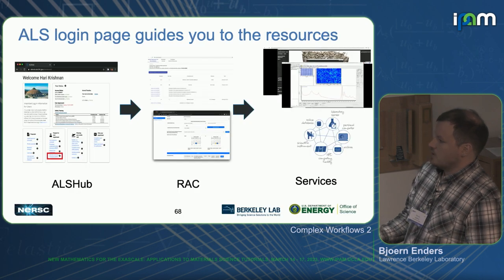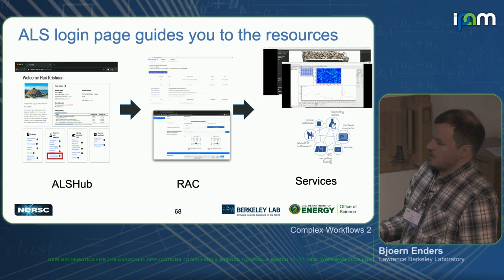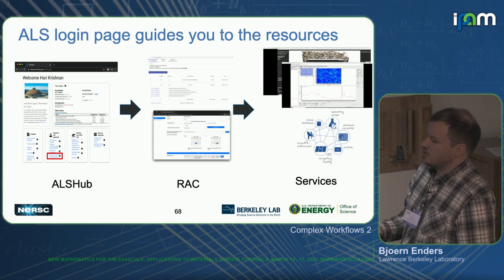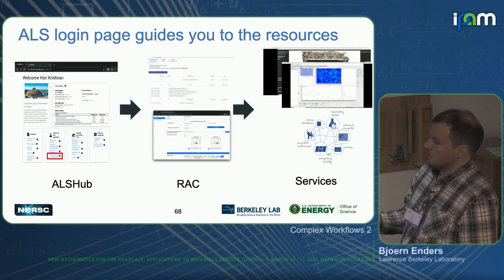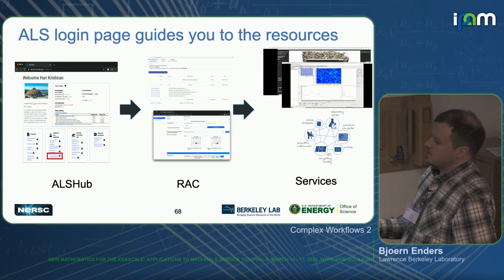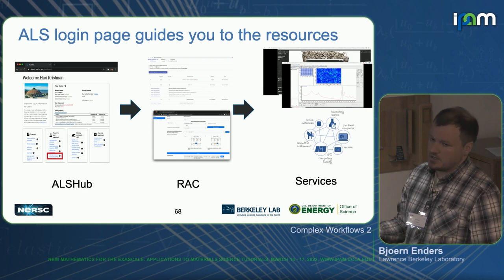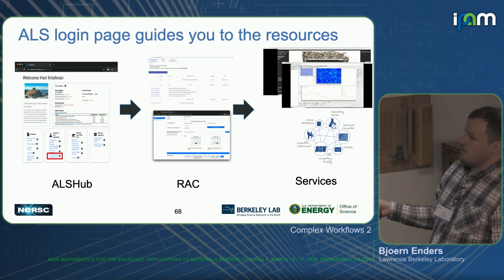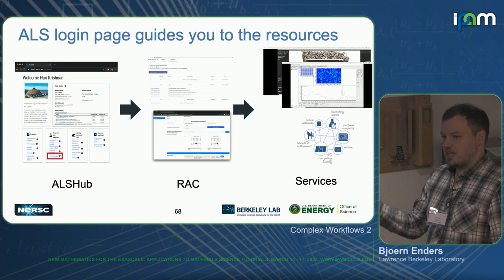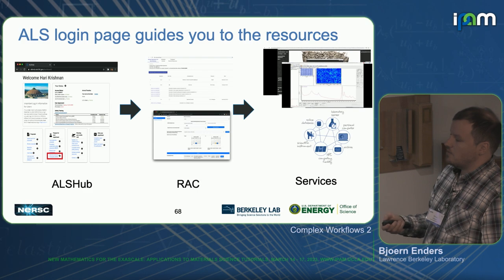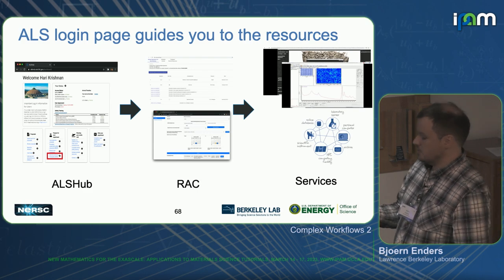The overall plan is that they have a login page for the ALS hub where they manage their users, and then they are diverted to their control computers, and then forwarded to specific services, and one of them could be running the Jupyter notebook at NERSC. So again, it's another way of using NERSC under the hood, just with the API. For the user, they will not really be aware that they're running at NERSC.